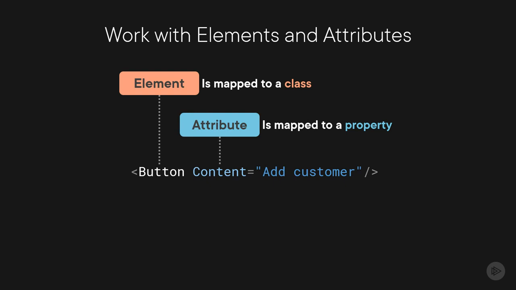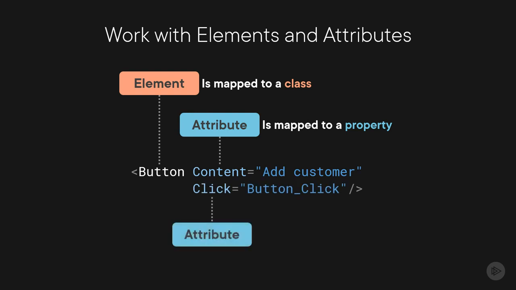But there are also other attributes that you can set, like for example the click attribute. In this case, click is, like content, an attribute, but it is not mapped to a property. Instead, it is mapped to an event. Or to be more concrete, the click attribute is mapped to the click event of the button. The specified event handler button_click needs to be defined in the code behind file in C#.